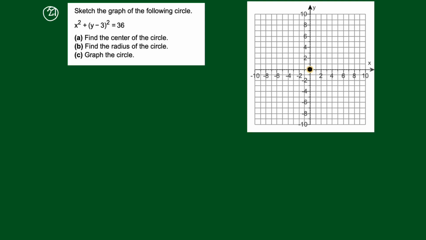We've got a circle here: x squared plus y minus 3 squared equals 36. So what we're going to do is, first of all, find the center. Then we're going to get the radius, and then we'll graph.